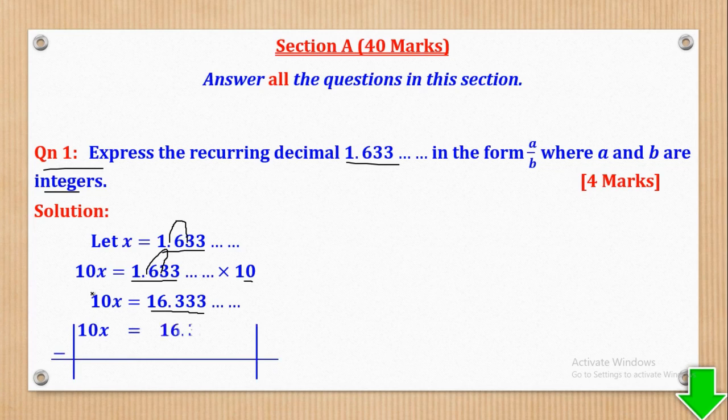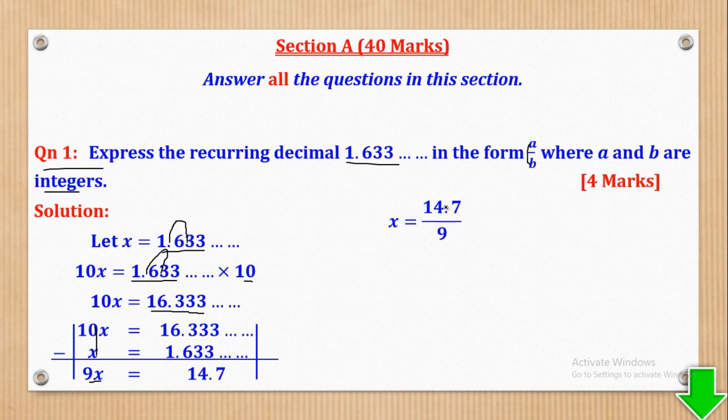So next is to subtract the 2. So 10x minus x, I'll come up with 9x, and 16.333 recurring minus 1.633 recurring will give me 14.7. So next is to make x the subject by dividing both sides by 9 to come up with 14.7 over 9. But remember, they told us that both a and b must be integers. So this 9 is an integer, but 14.7 is not an integer.